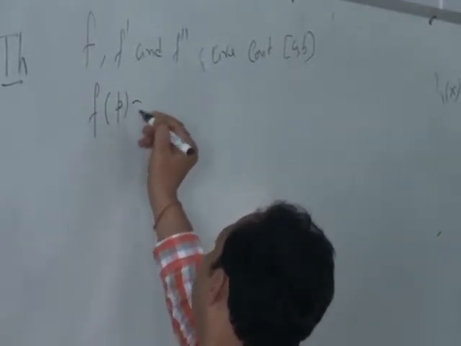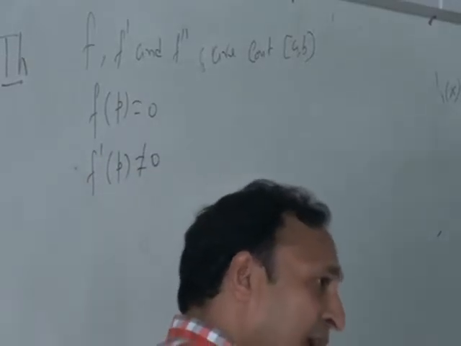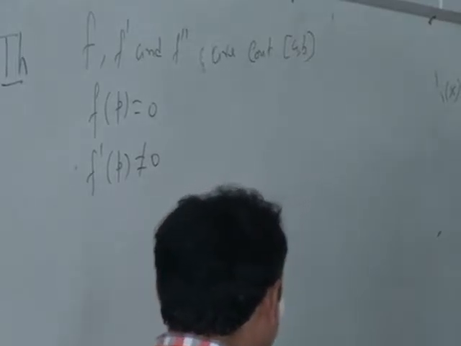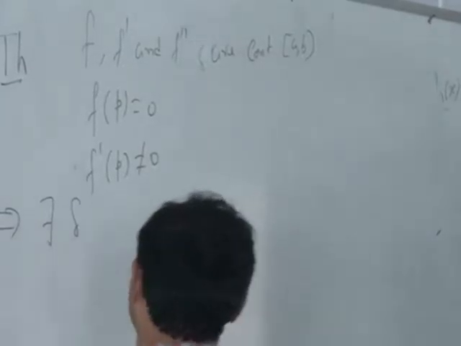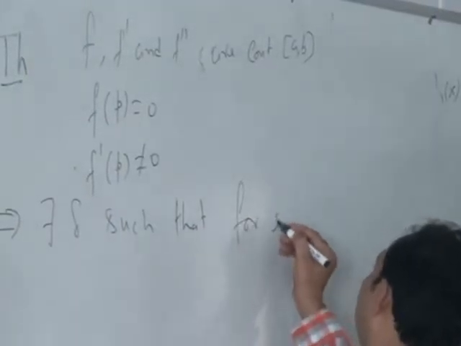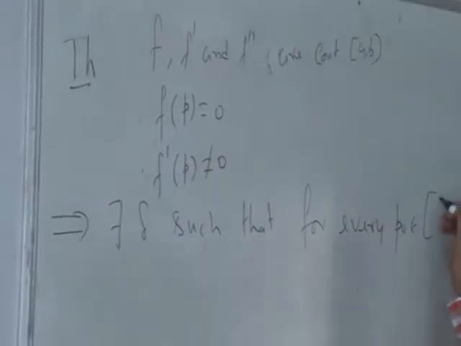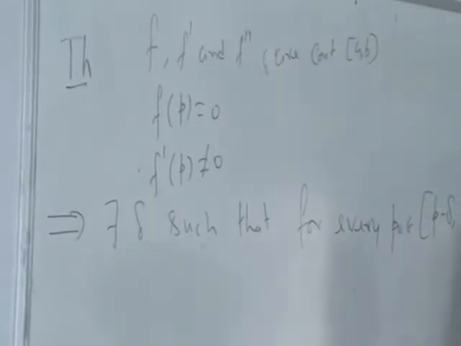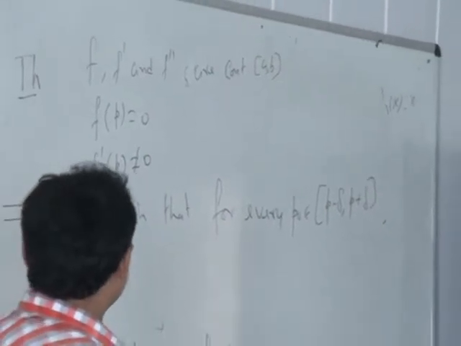Since p is a root, f of p will be 0, correct? Because it is a root, and f dash p is not equal to 0. Then the statement is there exists a delta such that for every p naught belonging to p minus delta to p plus delta.